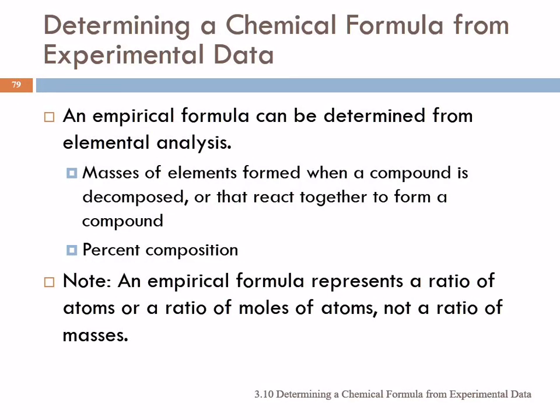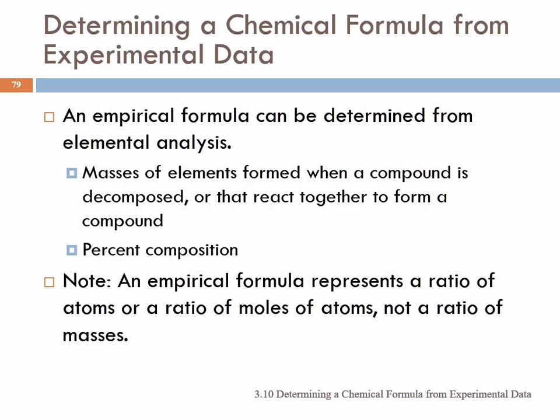Determining a chemical formula from experimental data. We talked about molecular formulas and empirical formulas. The empirical formulas seemed like kind of a useless thing, but this is where they become a little more relevant. The empirical formula can be determined experimentally by taking a compound and breaking it into its elements and finding their masses. From that information, we can get an empirical formula.